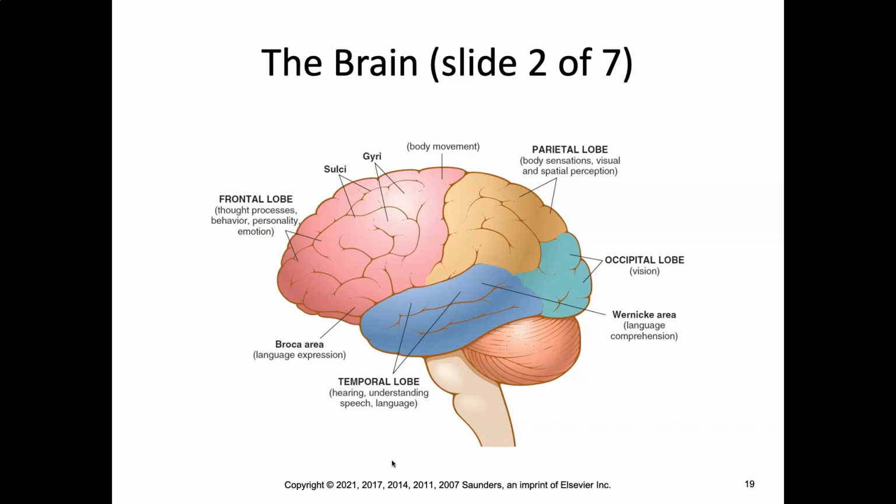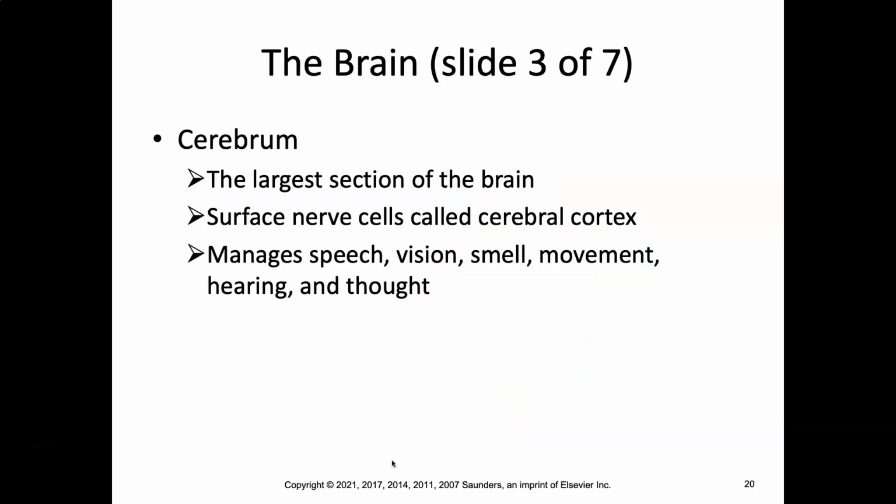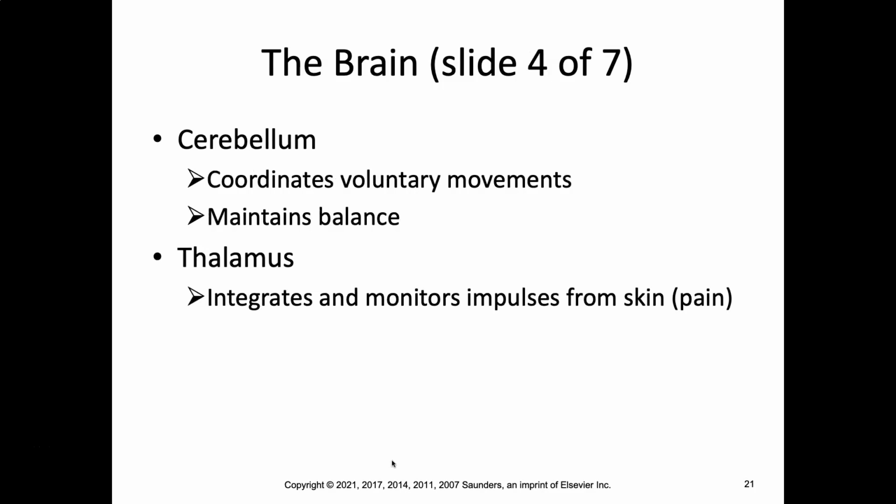And so they have to have speech language pathology assistance. So just be aware of these. Your cerebrum is the largest section of your brain. It has a surface of nerve cells called the cerebral cortex. It manages your speech, vision, smell, movement, hearing, and thought. Your cerebellum coordinates your voluntary movements.